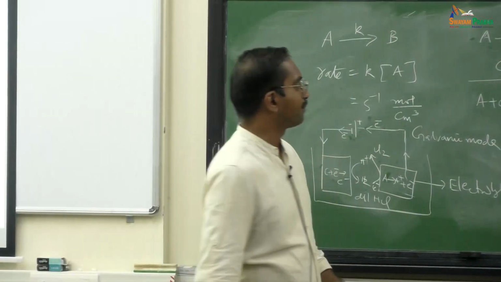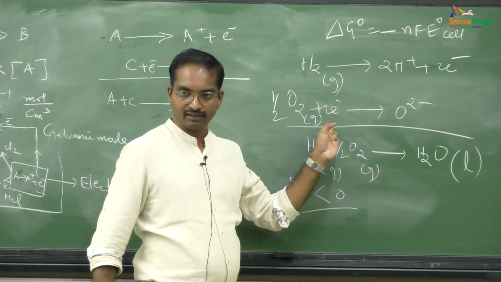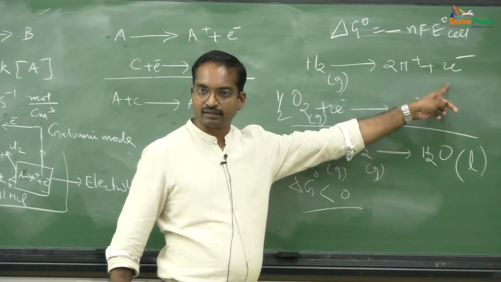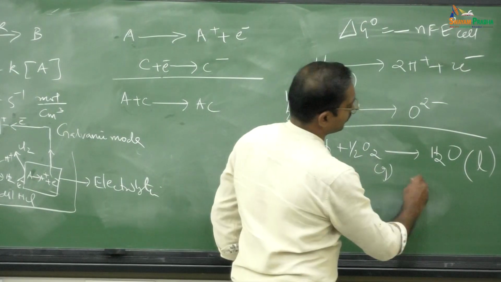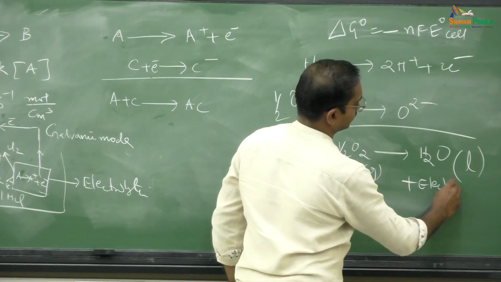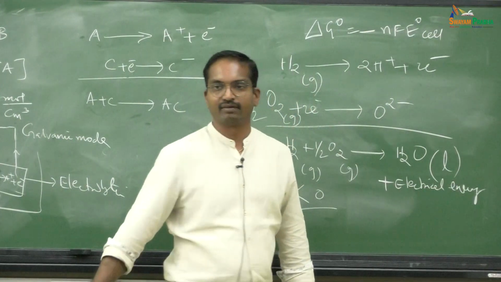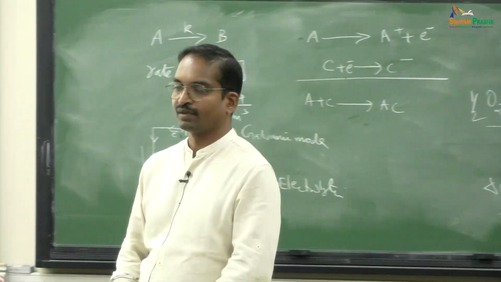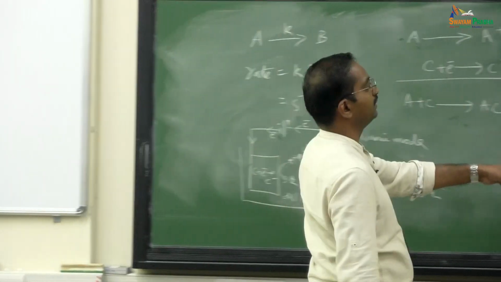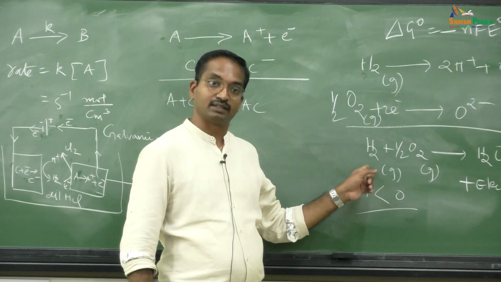What is happening? I am oxidizing hydrogen on one side, on the other side I am reducing oxygen. I am routing the electron to the external circuit, getting the electrical energy out. So, in this process you get electrical energy. Of course, some heat will be there because you have an IR drop in the system, but that will be very minimal.